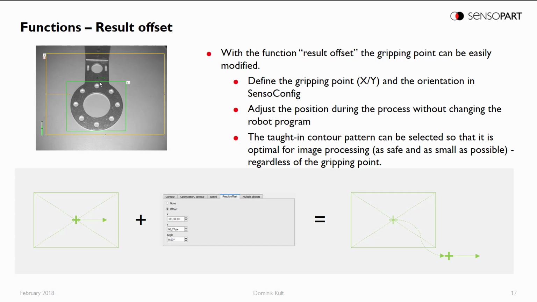The next use of this function is, for example, to adjust the position during the process without changing the robot program. For example, when you have small changes, made a mounting or something changed in the machine, you can easily adjust the gripping position on your part without changing anything in your robot program, so without any knowledge about your robot.